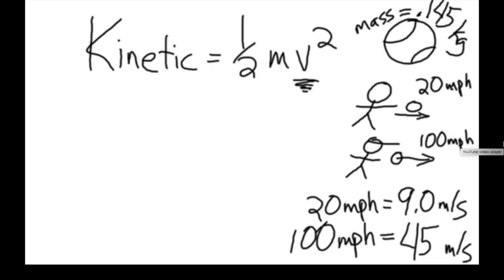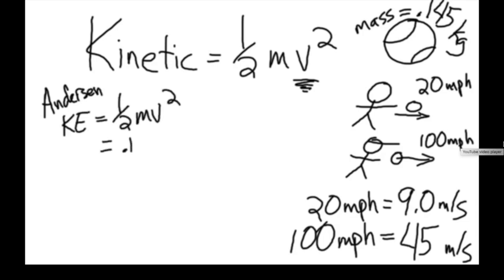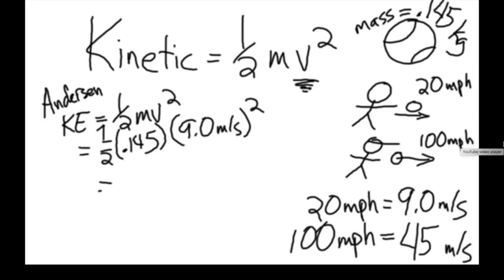And so first of all, let's figure out how much kinetic energy my pitch would have, a 20-mile-an-hour pitch. We use the equation 1/2 mv squared, where m is 0.145 kilograms and v is 9.0 meters per second. We then take that times 1/2 and square the velocity, and I get, using significant digits, 5.9 joules of energy.